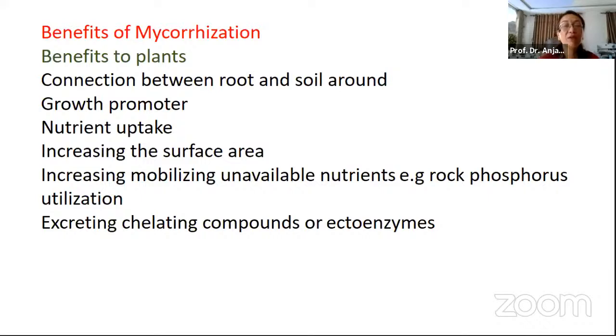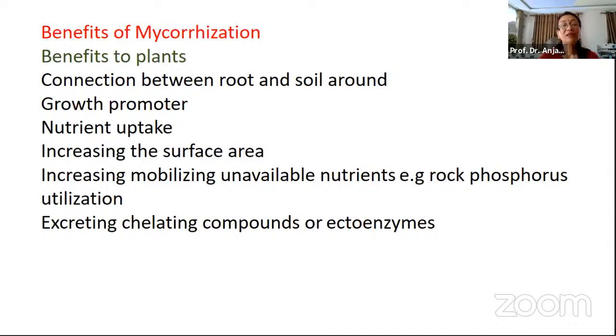There is a connection between root and soil, so because of that we say symbiotic also. And it acts as a growth promoter, improves nutrient uptake, and increases the surface area. That means the rooting system of a plant is limited to some stipulated area, but this mycorrhization will spread along the soil in the ground, and it can even go up to something like 30 or 40 feet away. Sorry, I'm having a cracking voice, I'm very sorry.